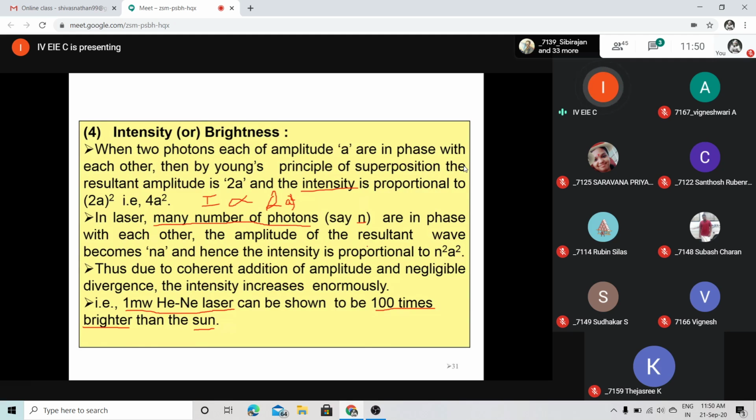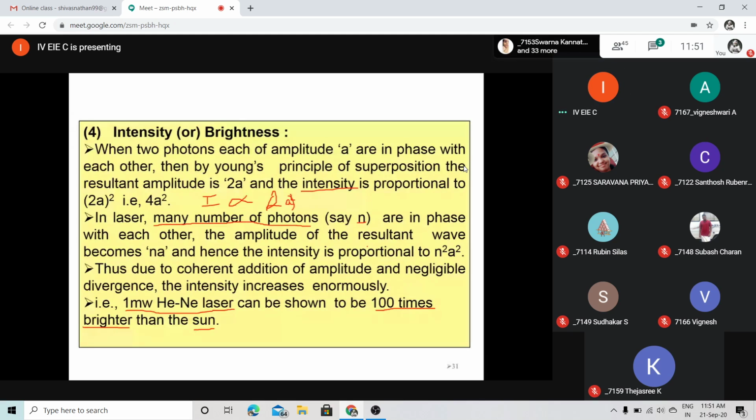And if I want to find the intensity of the photons that are generated, if I have n number of photons, my intensity will be proportional to what? NA the whole square, or we can say n square times A square. This is how you need to understand intensity and brightness. The more the intensity, the more brightness will be produced.